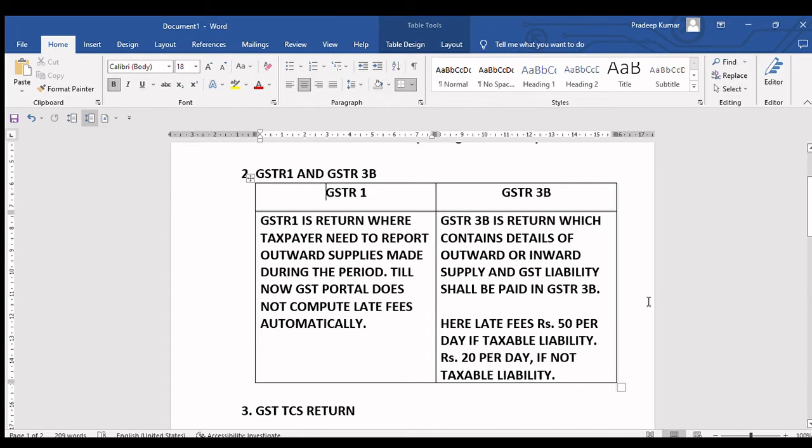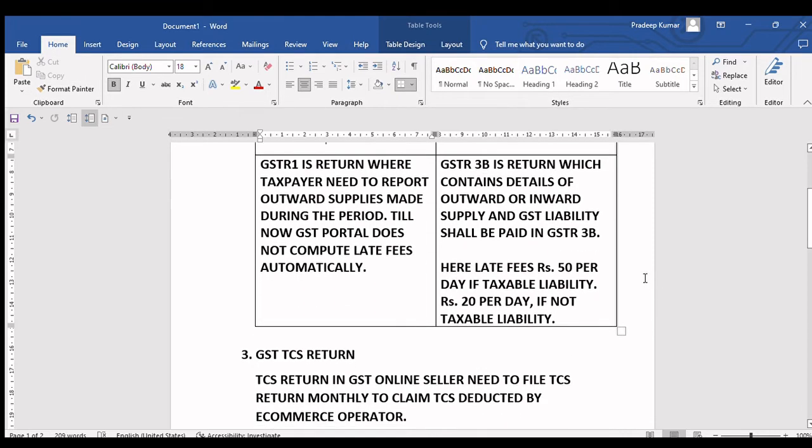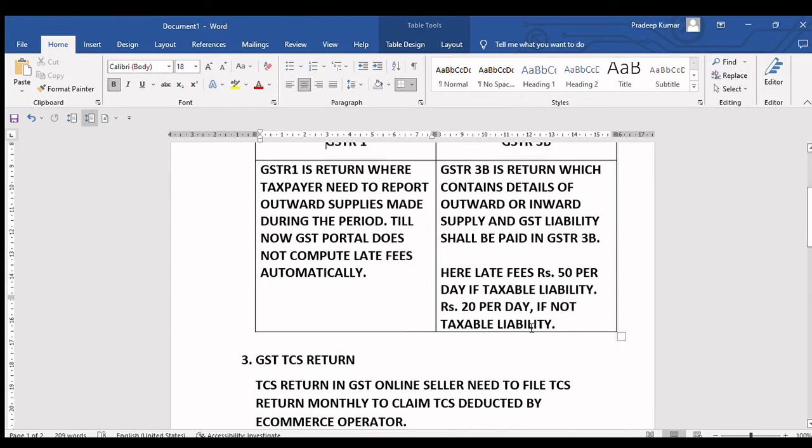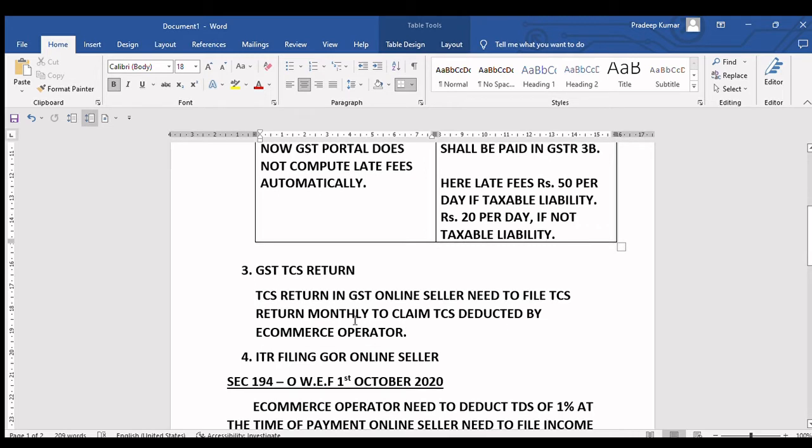On a monthly basis you have to file GST returns by the 11th, and on a quarterly basis by the 13th. The late fee is 50 rupees per day if you have any taxable liability, and 20 rupees if you are filing nil GST.